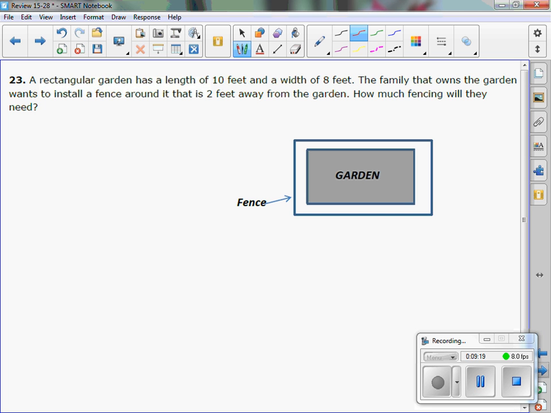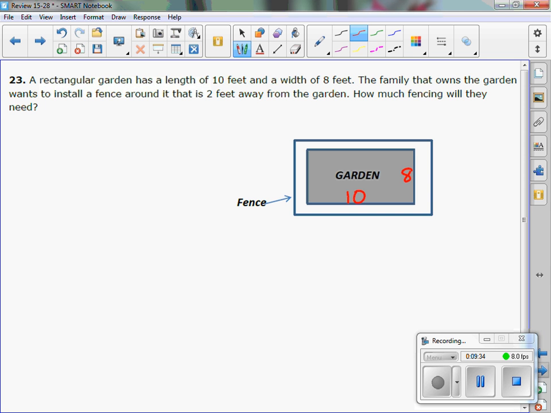A rectangular garden has a length of 10 feet and a width of 8. So here's my garden, the shaded middle portion. 8 and 10 are my dimensions. The family that owns the garden wants to install a fence around it that is 2 feet away from the garden. How much fencing will they need?